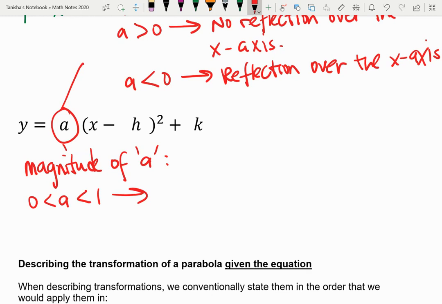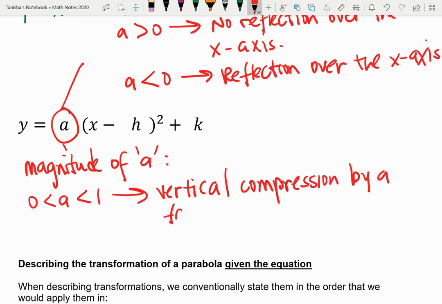This is going to indicate that our parabola has been vertically compressed, or a vertical compression by a factor of a. Or we would say that the parabola has been vertically compressed by a factor of a. So when a is a value between 0 and 1, like 0.25 or 0.333333 or 0.1, then a vertical compression has been applied to our parabola.